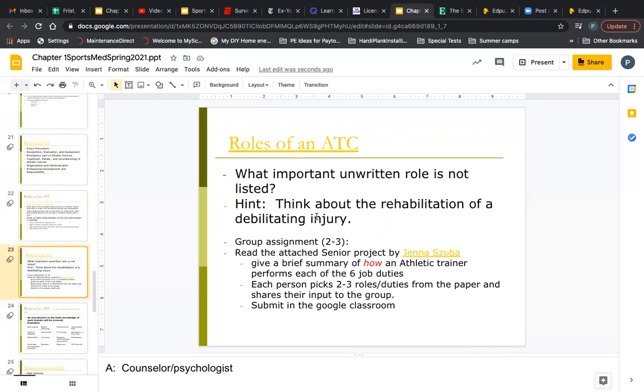And here's your hint, think about the rehabilitation of a debilitating injury. So if you're that athlete that sustained a labral tear or an ACL tear, what goes on in your mind and what happens to those athletes? And so what is our role as athletic trainers to support them? That's what I'm looking for.